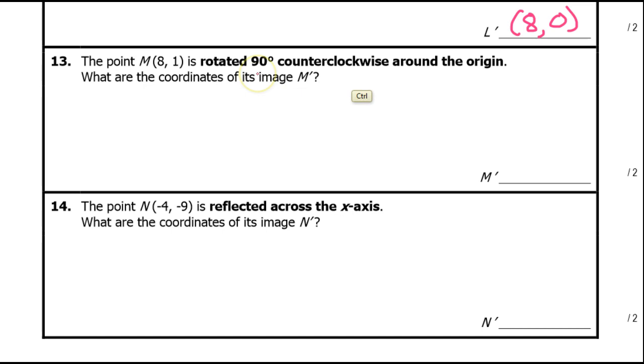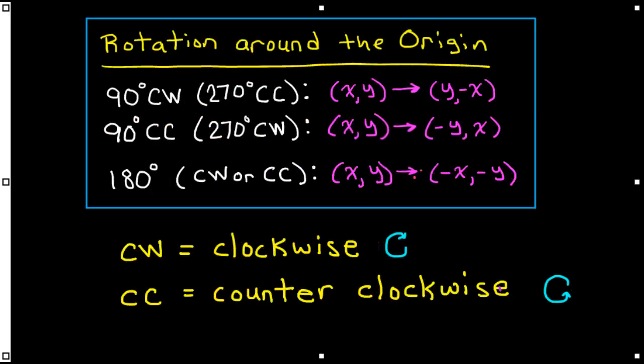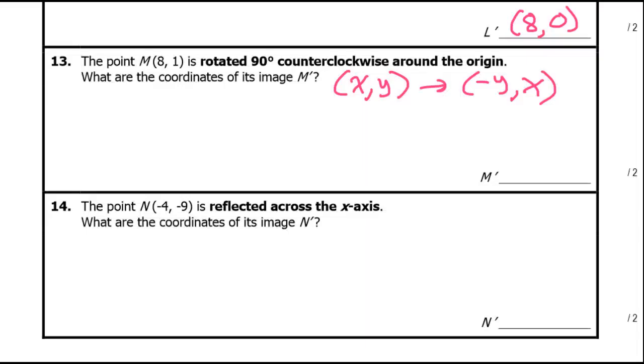This point is rotated 90 degrees counterclockwise. Well, we know a rule for that. x, y becomes opposite of y, x. That's right off of the list of rules that we had to memorize. 90 degrees counterclockwise, opposite of y, x. So let's just use the rule. So opposite of y will be -1, and then x is 8.